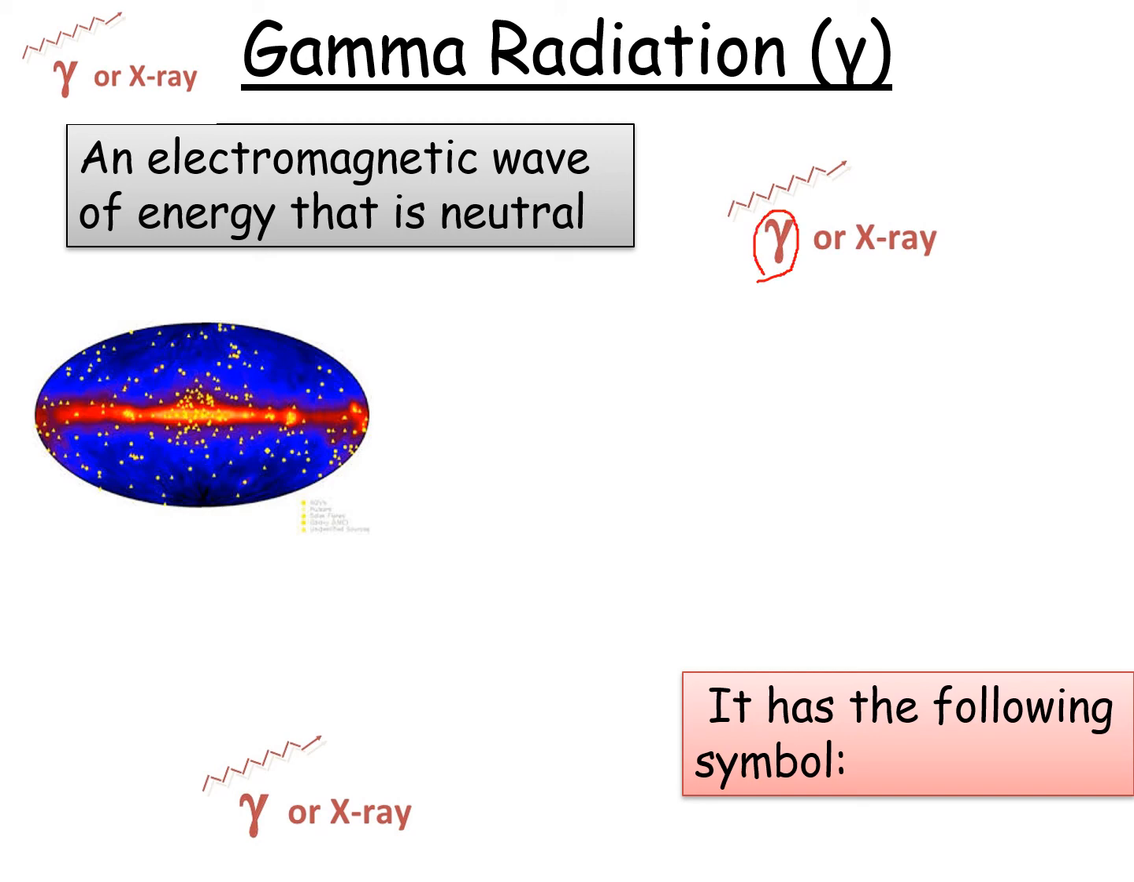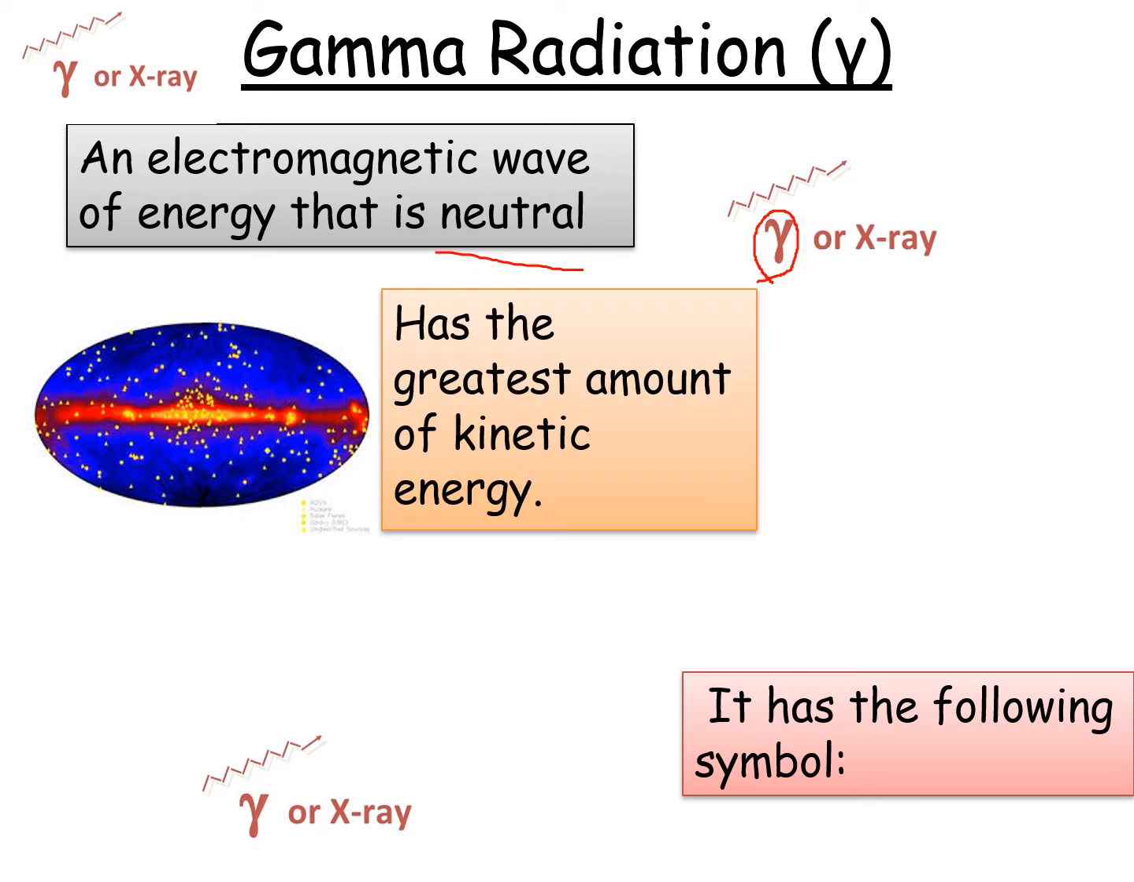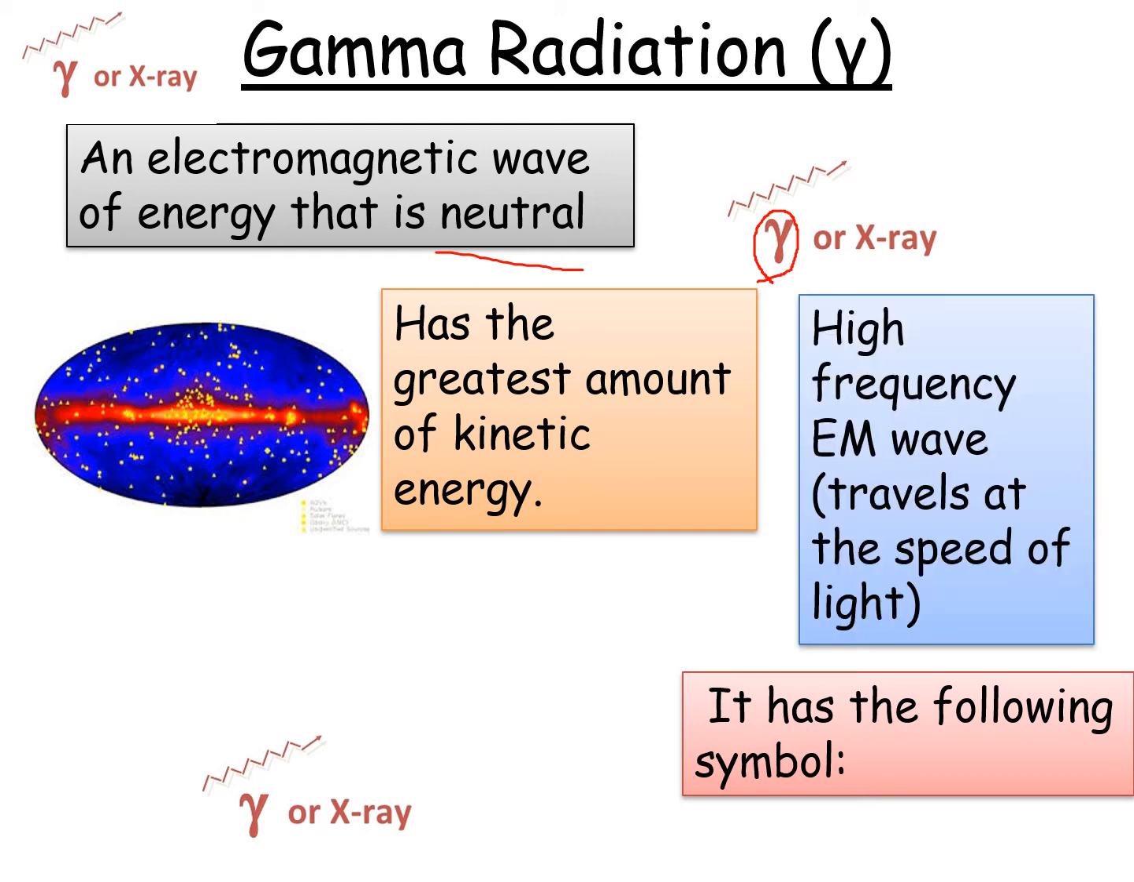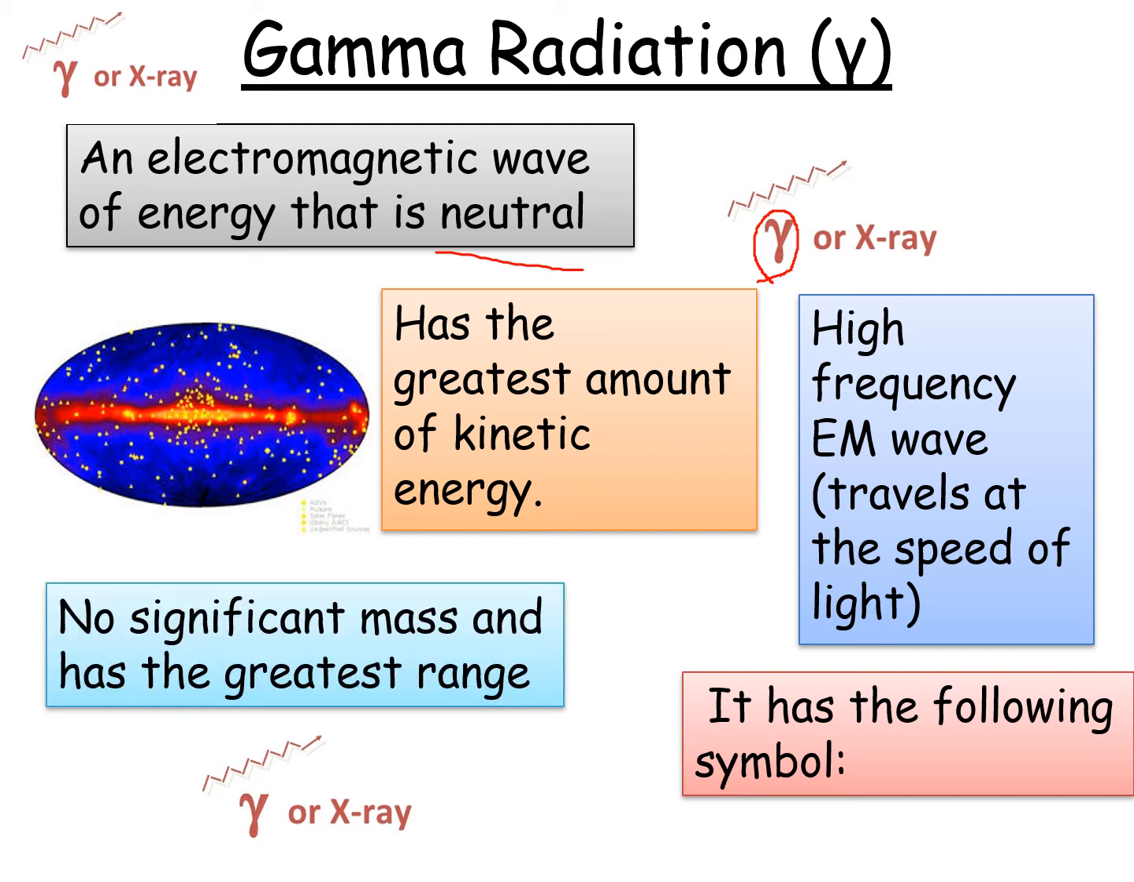It's kind of like a Y with a curly tail, and it's an electromagnetic wave. So it's not made out of particles, it's actually a wave, so therefore it's neutral. It has the greatest amount of kinetic energy because it's a wave moving through the atmosphere or through space. It is a high frequency electromagnetic wave, so it travels at the speed of light. So remember that from the electromagnetic spectrum. And in general, it's the gamma part of the electromagnetic spectrum.